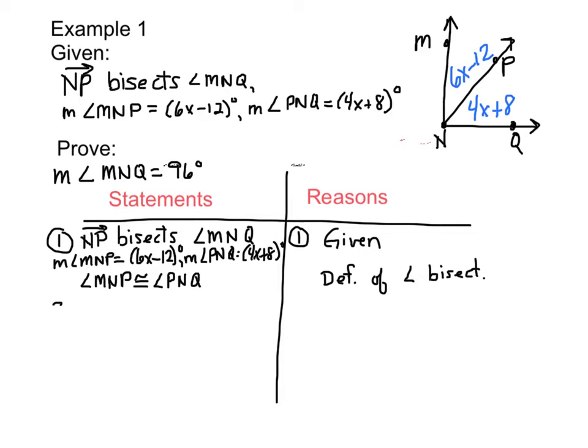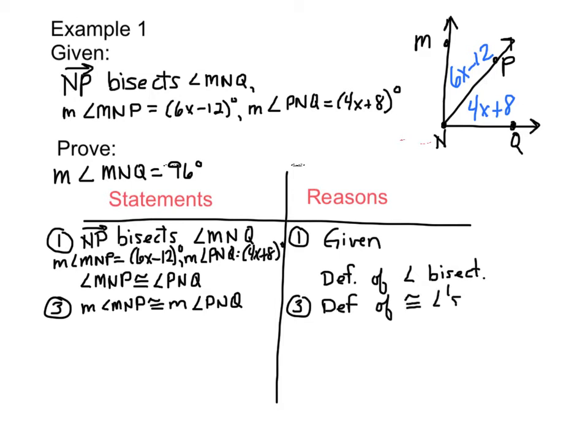The next step is 3. We then have to say that the measure of angle MNP is congruent to the measure of angle PNQ. Now you're like, that's the same thing. No, it isn't. The first one says that the angles are congruent. This is saying that their measures are equal. So what did we use? We used the definition of congruent angles. Now you'll get better at these. I mean, once you start using them, you'll understand where you need to use them. But what did the definition of congruent angles say? It said congruent angles have the same measure.